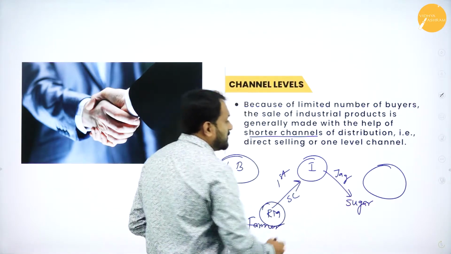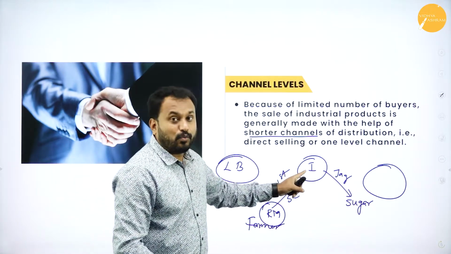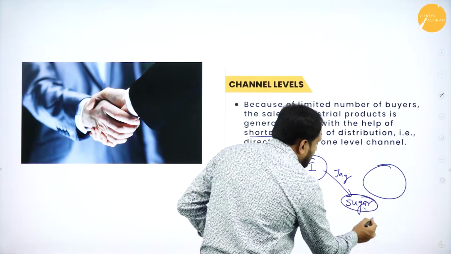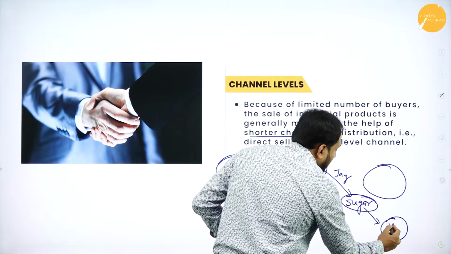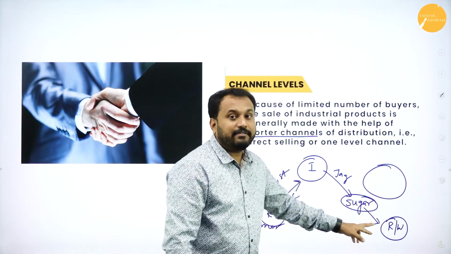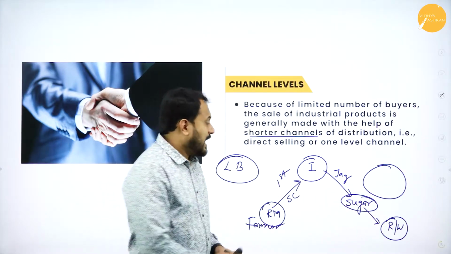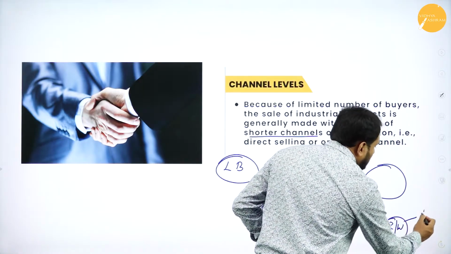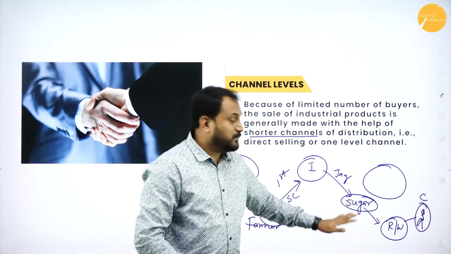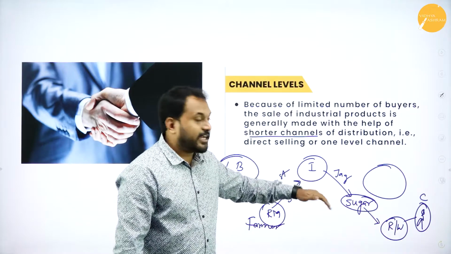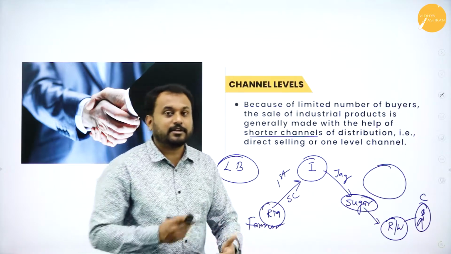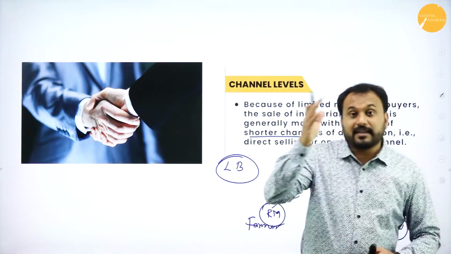Now what is a channel? The channel is what? Only one level. The minute I'm done with this sugar, I'll sell this to the retailer or the wholesaler. Now how much is the channel? It is only one level. After that, the retailer or the wholesaler will sell it to the consumer. So we call this one level. The more channels there are, the more the profit ratio will come down. The fewer the channels, the more I'll get. So that is what we think about industrial product.